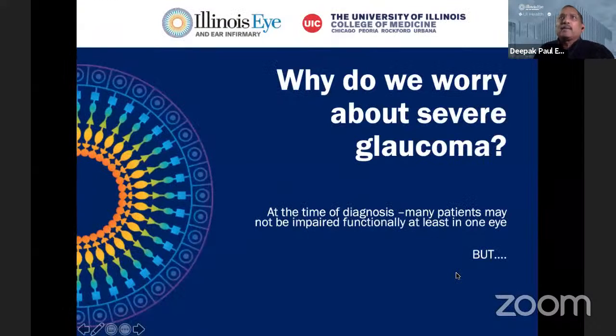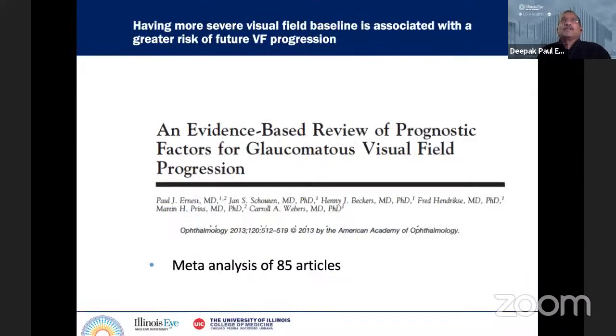So why do we worry about these patients? At the time of diagnosis, many patients may not be functionally impaired in at least one eye, but having more severe visual field loss at baseline is associated with a greater risk of future visual field progression. This is something that worries everybody: you see someone with a central island and you're worried that the visual field will get worse and these patients will go blind.